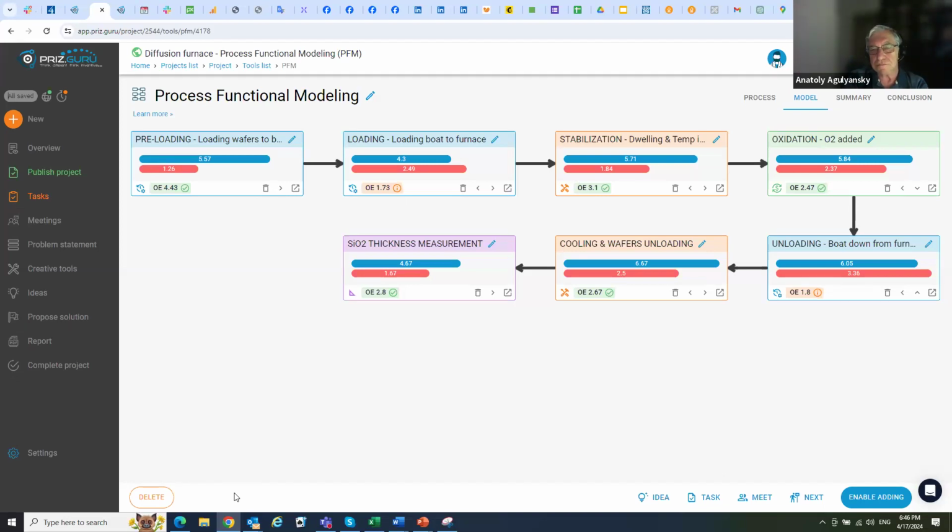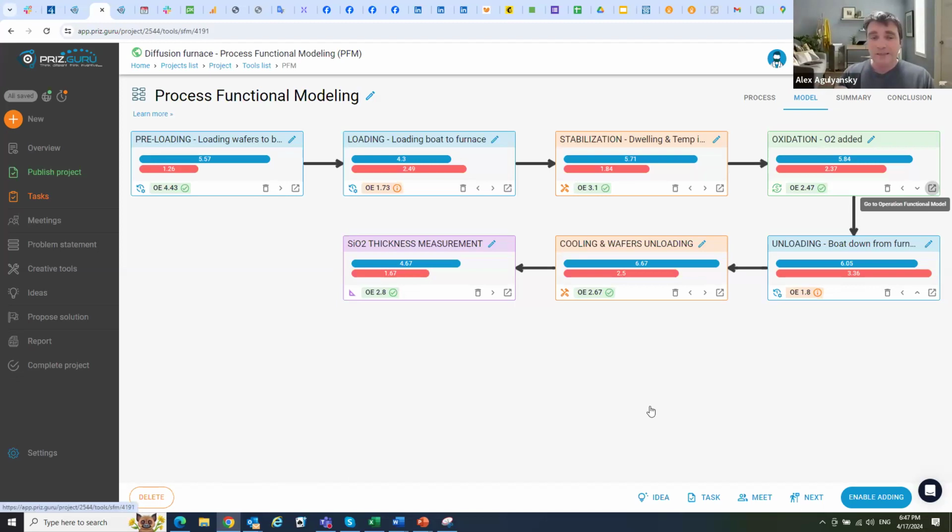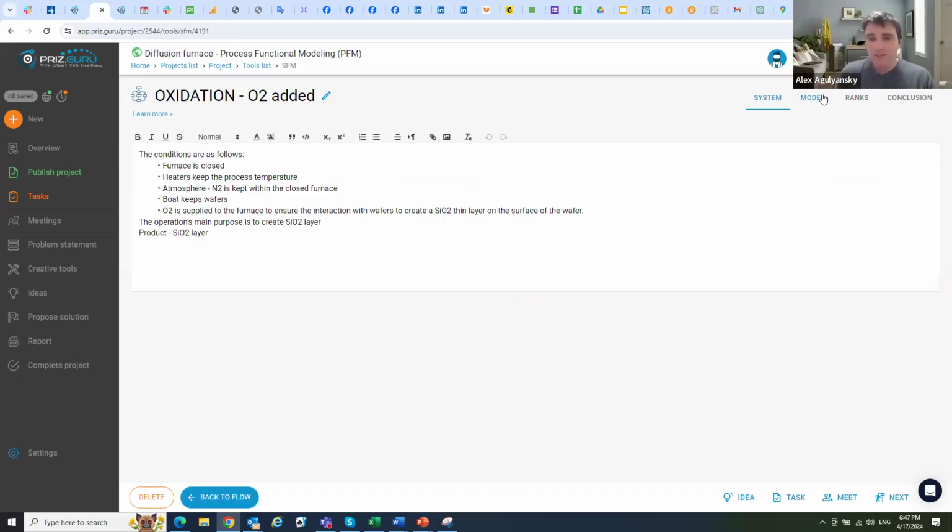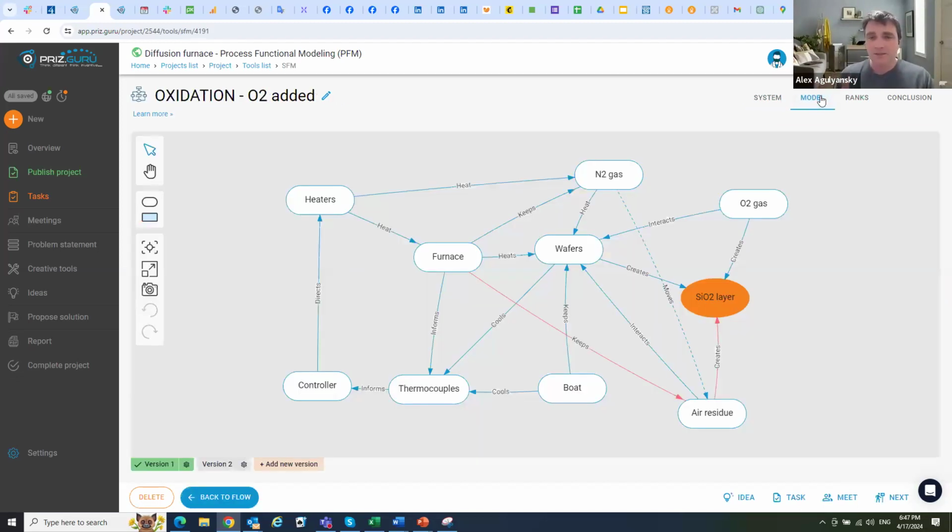But let's say, like Anatoly proposed in this oxidation process, let's remove nitrogen, but let's remove oxygen and just use the air, right? So the entire model will change. The entire ranking will change for this particular operation. And without implementing, if you go and switch to version 2.